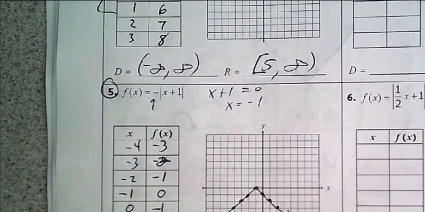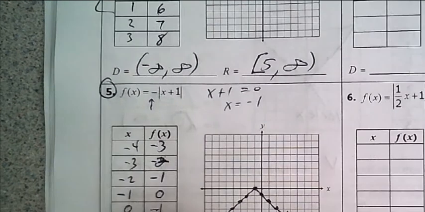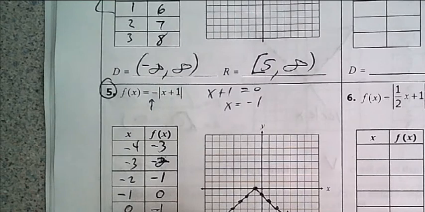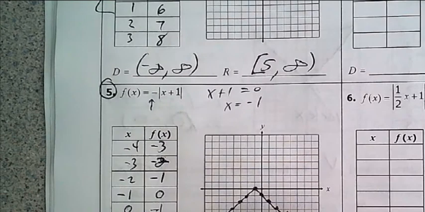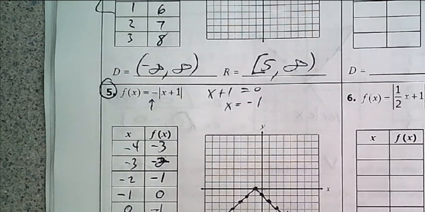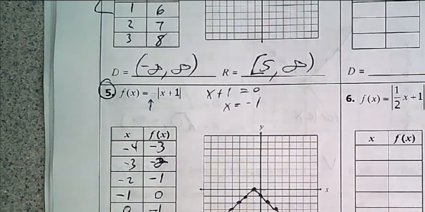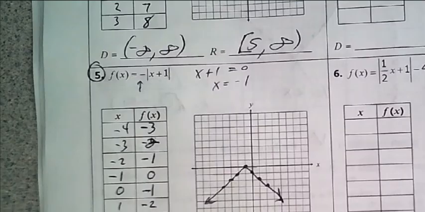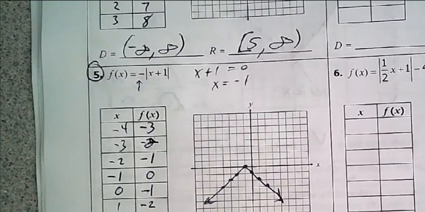So my domain is still the same. My range, this time, is a little different because the lowest value is negative infinity. And it goes up to what? Infinity? It goes up to as high as what value? 0. So it's kind of swapped this time. Instead of 0 to infinity, it's negative infinity to 0.